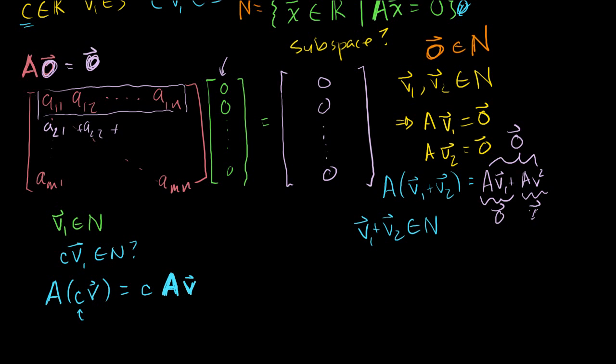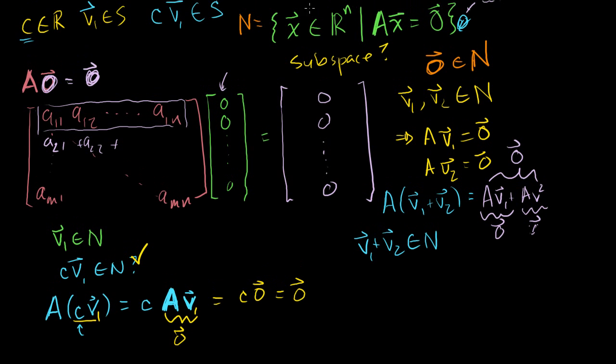But clearly, if this is true, we already know that v1 is a member of our set, which means that A times v1 is equal to the 0 vector. And so this will reduce to c times the 0 vector, which is still the 0 vector. So c v1 is definitely a member of n. So it's closed under multiplication. And I kind of assumed this right here, but maybe I'll prove that in a different video. But I want to do all of this to show that this set n is a valid subspace. It contains the 0 vector. It's closed under addition. It's closed under multiplication.